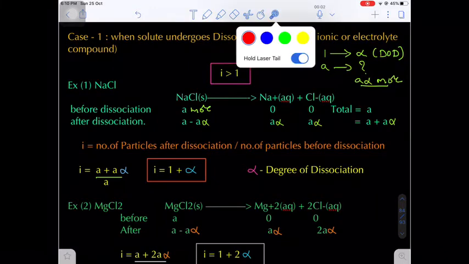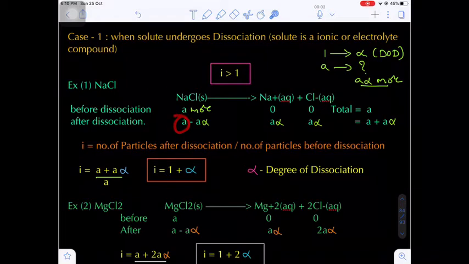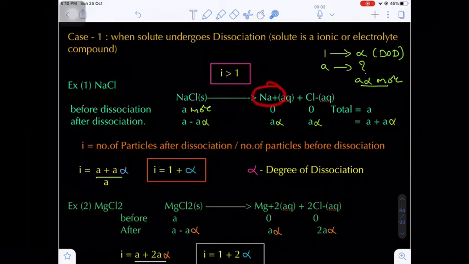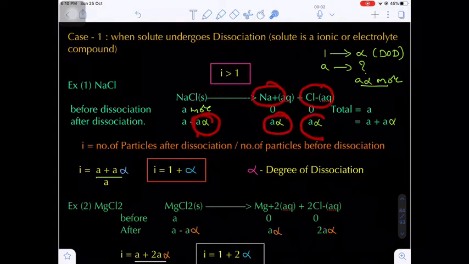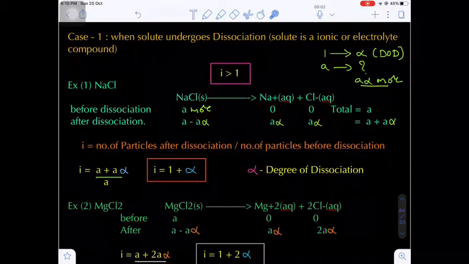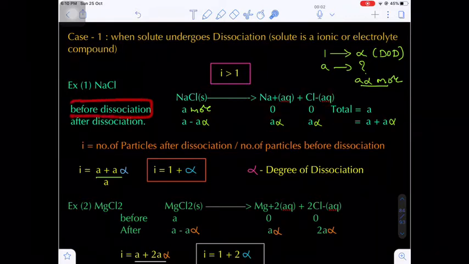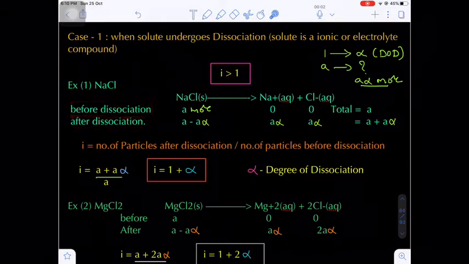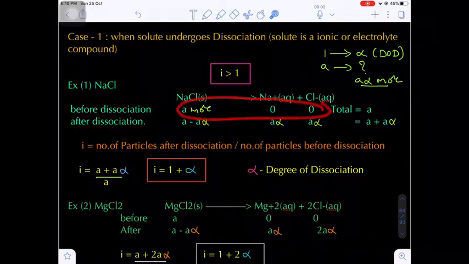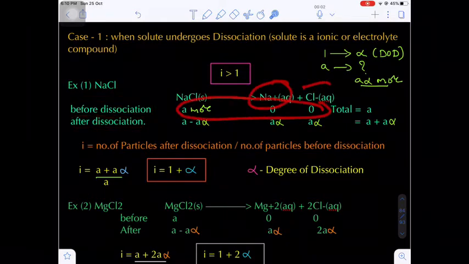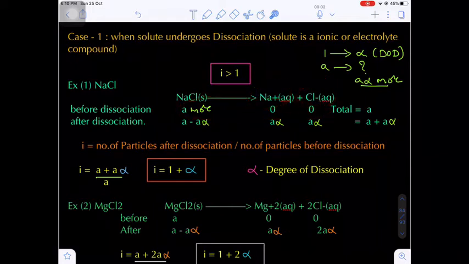Are you getting my point? Out of total a moles, a alpha moles dissociated, so a minus a alpha moles will be left. The stoichiometry is a 1:1 ratio, so a alpha moles of NaCl dissociated and a alpha moles each of cation and anion will be formed. Before the dissociation, the total moles present are only a, because the moles of products are 0.